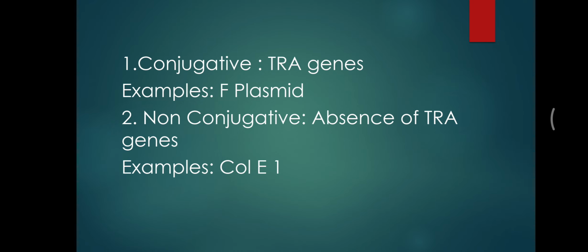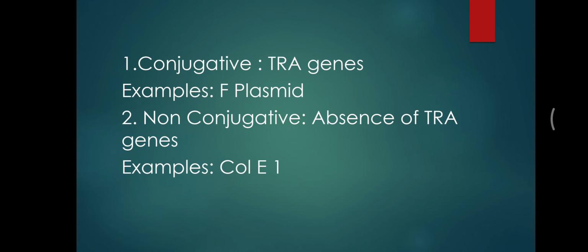Depending upon the presence and absence of TRA genes, there are two types of plasmid. First is the conjugative plasmid and second is non-conjugative. Conjugative, that means the plasmid which have the ability to do conjugation. We have seen conjugation in detail, and the link for this conjugation will be provided in the description box. So conjugative plasmids have TRA genes presence inside it, and they have the ability of the conjugation. That means the one plasmid can transfer from one cell to another cell via conjugation process, and the example is F plasmid.